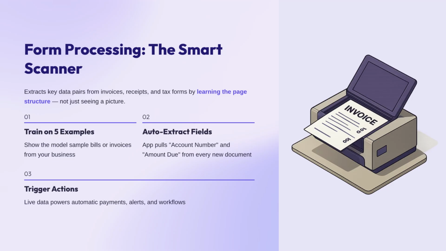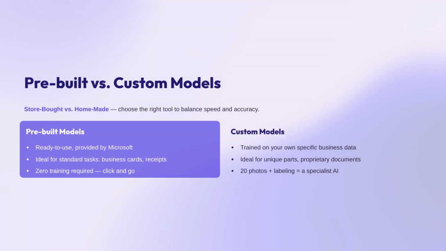So now that we've mastered the surgical precision of pulling data from forms, you might be wondering how we actually put these models into our Canvas app without having to write a million lines of code. Well, that brings us right into our next step, which is using pre-built versus custom models. Let's dive into pre-built and custom models.